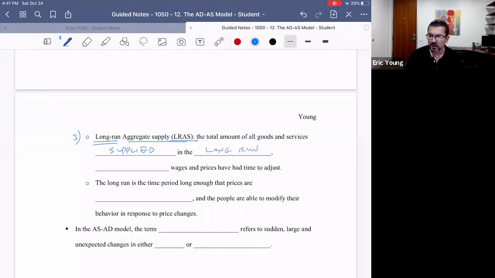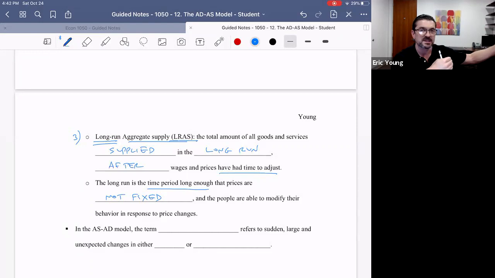And the long run is the period after wages and prices have had time to adjust. You can think about the long run conceptually as any time period that's long enough so that prices are no longer fixed. All those different arrangements, contractual arrangements, employee-employer agreements that would lock wages or other prices in for a set time, we're past that window.